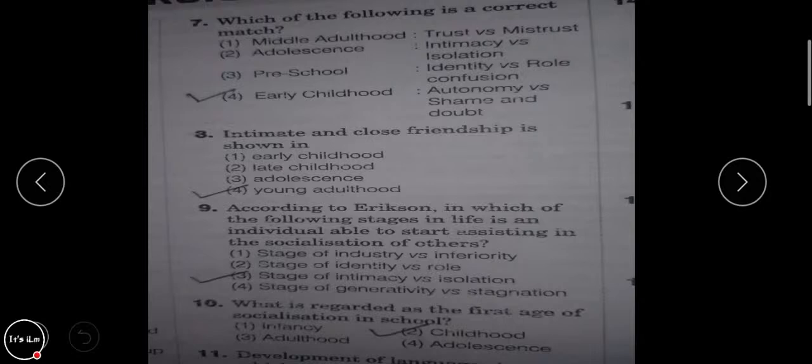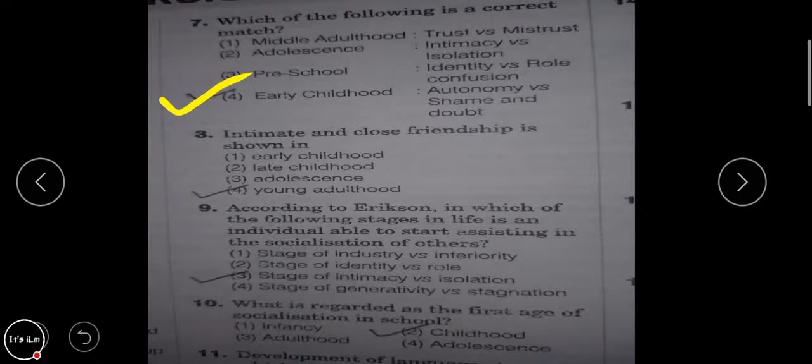Now let's move on to our next question. Which of the following is a correct match? This is related to Erik Erikson's theory. The options are: middle adulthood, trust versus mistrust; adolescence, intimacy versus isolation; preschool, identity versus role confusion; and fourth, early childhood, autonomy versus shame and doubt. Here our answer is the fourth one. Early childhood is autonomy versus shame and doubt.